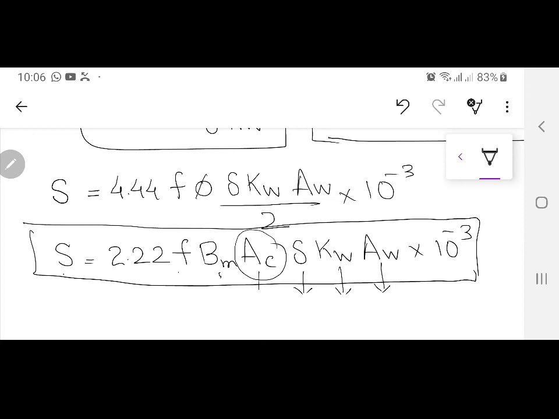2.22 F BM AC delta KW AW into 10 raised to power minus 3. Certainly this is kVA. Any questions with this?